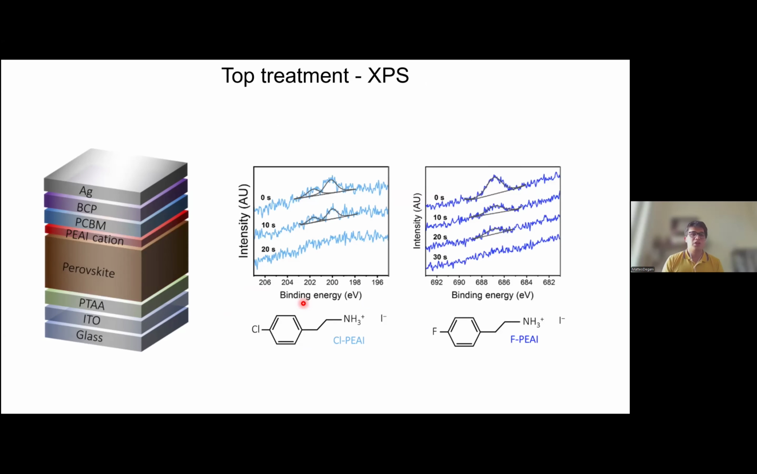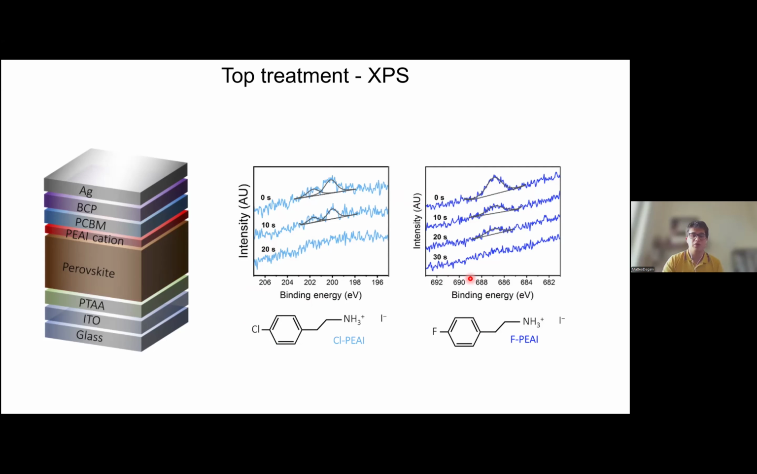Looking at the top treatment, we perform also in this case XPS, and as it's possible to observe, also in this case we find the chlorine peak and the fluorine peak. And also what we have done is to perform an etching step with argon ion beam. And as it's possible to observe, after 20 seconds and 30 seconds in the second case, the peak just disappears. This means that basically we are depositing less than 1 nanometer of this organic salt on top of the surface of the 3D perovskite.